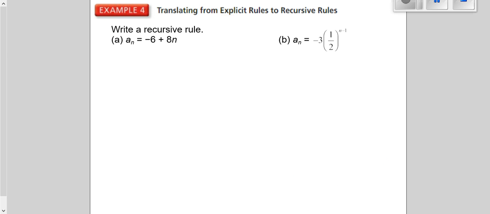Example 4, translate from explicit rules to recursive rules. Write a recursive rule. This one, a sub n equals negative 6 plus 8n. This looks like a linear equation, so this is an arithmetic sequence.